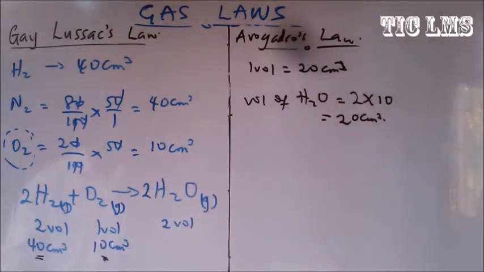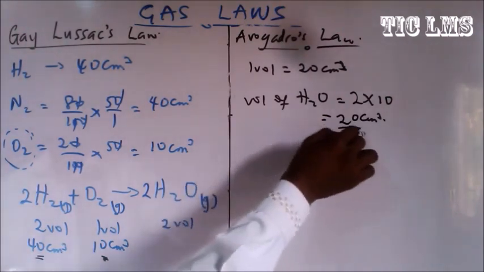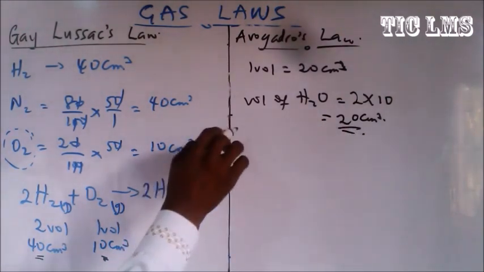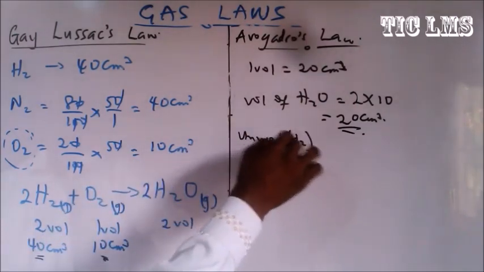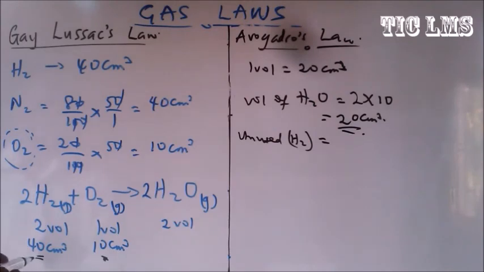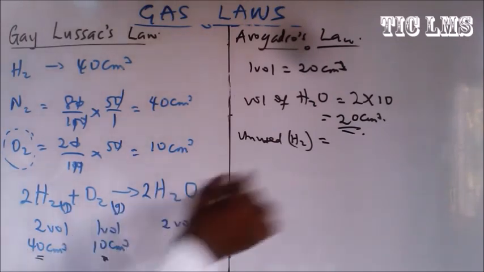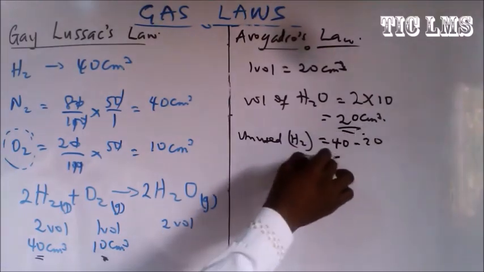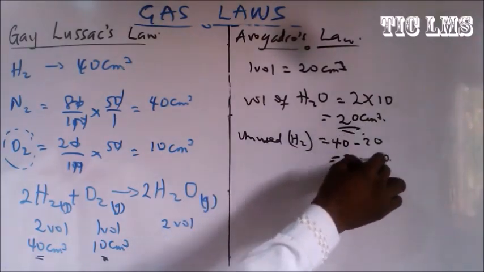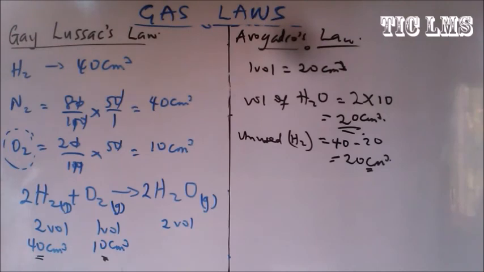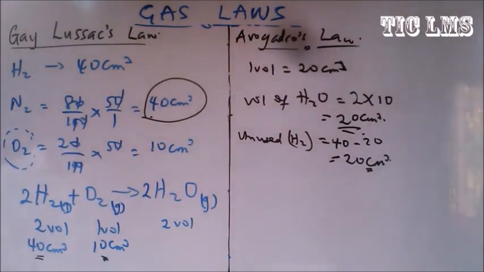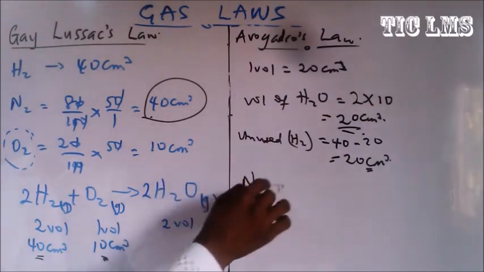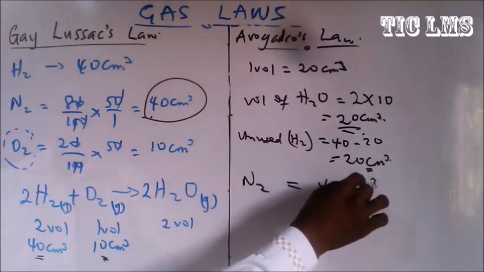So from here, we will have that the volume of the resulting gas, we have hydrogen gas as a resulting gas, then we have unused gas, which is hydrogen unused, and out of the 40 cm cubed, we use just 20 cm cubed. So we have 40 minus 20, and that is 20 cm cubed of unused gas. And don't let us forget that we have this nitrogen gas, which is also a resulting gas. So we have a nitrogen gas of 40 cm cubed.